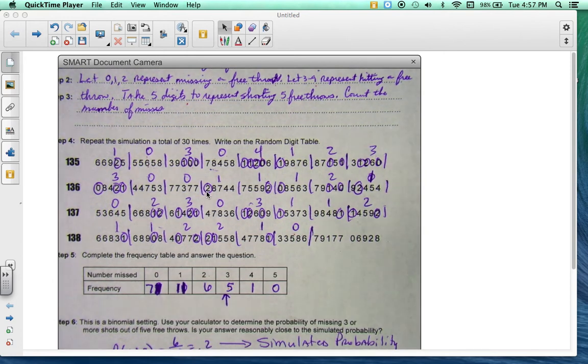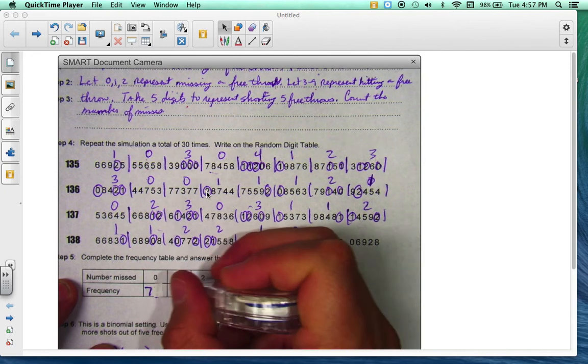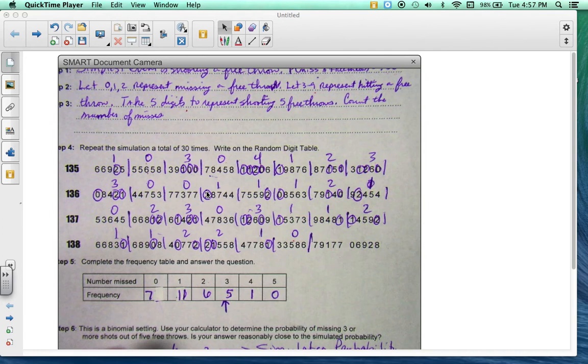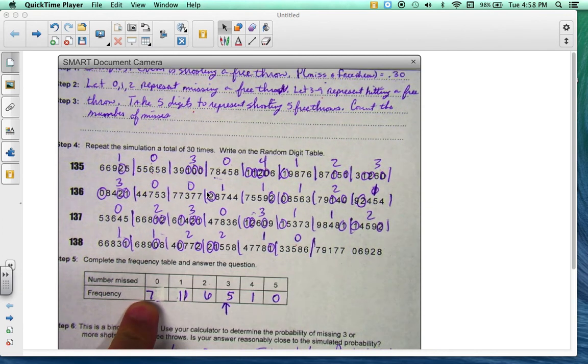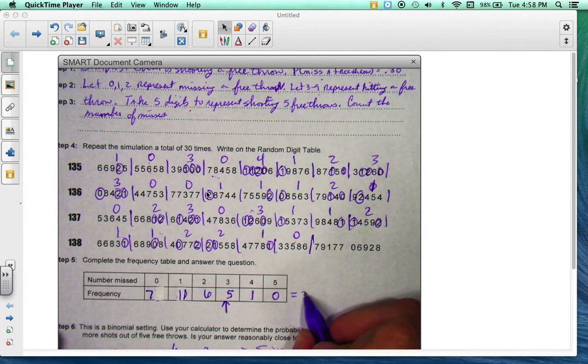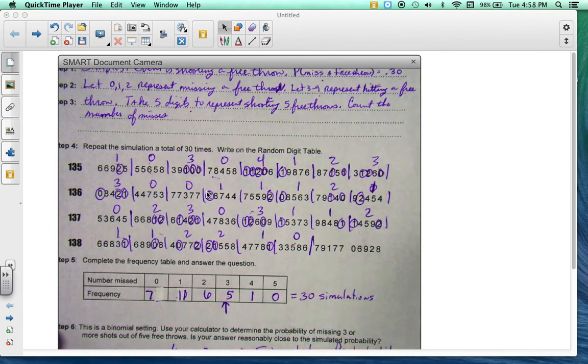All right, so now what we have is he had 0 misses in 7 of his simulations. He had 1 miss in 11 of his simulations. So now if you notice, 7 plus 11 plus 6 plus 5 plus 1 add up to 30. Okay? So 30 simulations. All right, so 30 events.